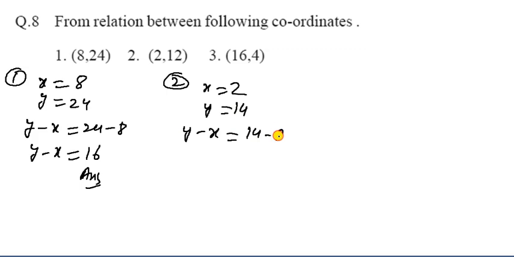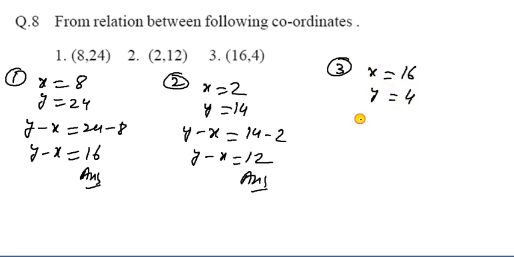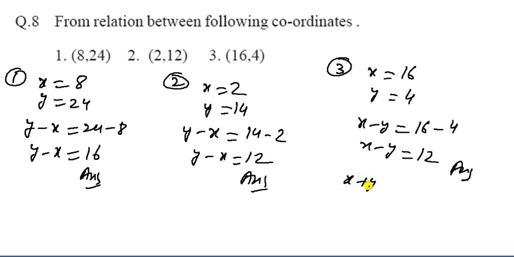It is the relation between the x coordinate and y coordinate. Let us see the second one: x is equal to 2 and y is given as 14. So y minus x is 14 minus 2, so y minus x is equal to how much? It is 12. So that is the answer. Now in the third part, x is given as 16 and y is given as 4. So you have to write x minus y is equal to 16 minus 4. So x minus y is equal to 12. So that one is the third answer.